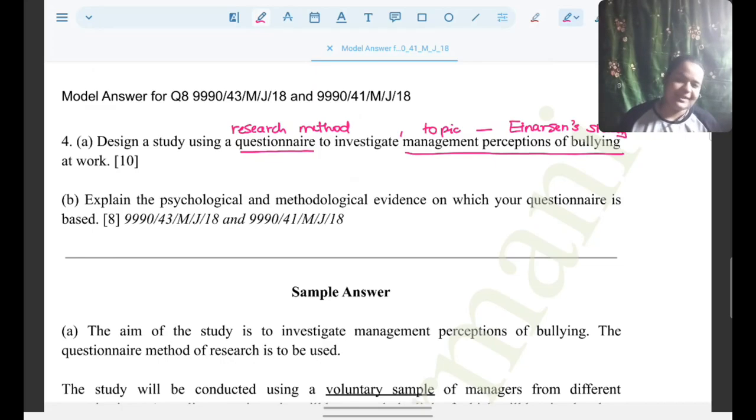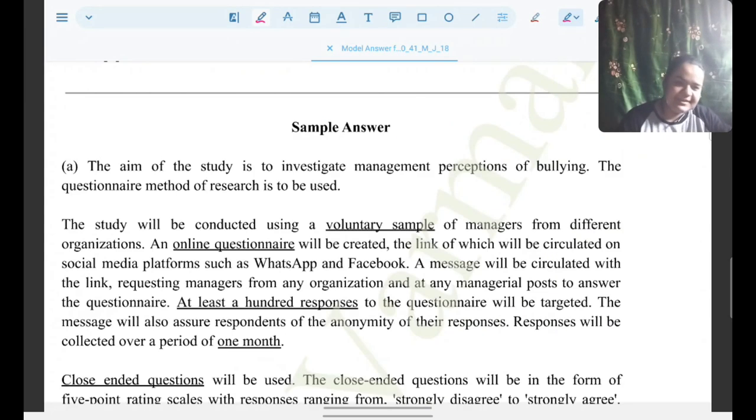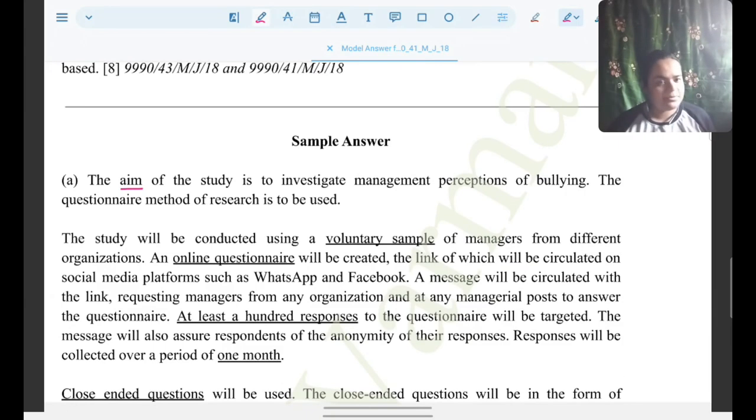So now we look at the sample answer and see how this question has been addressed. As I mentioned earlier as well, any study begins with an aim. So when you're reading the sample answer, look out for what is there in it. The sample answer begins with an aim. The organization is such that the first step in designing the study has been to specify an aim. Aim is clearly mentioned in the question always.